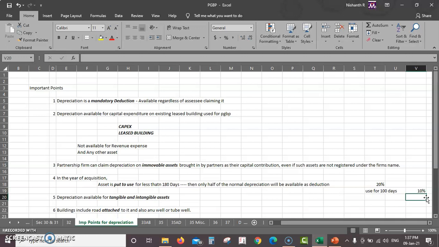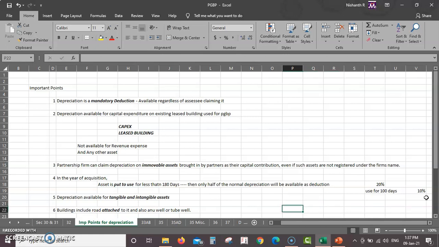So putting to use is the criteria which makes an assessee eligible for taking the deduction of depreciation. Fine? Clear? You will understand that once we head into detailed study of those individual sections. Don't worry. Next, depreciation is available for both tangible and intangible assets.